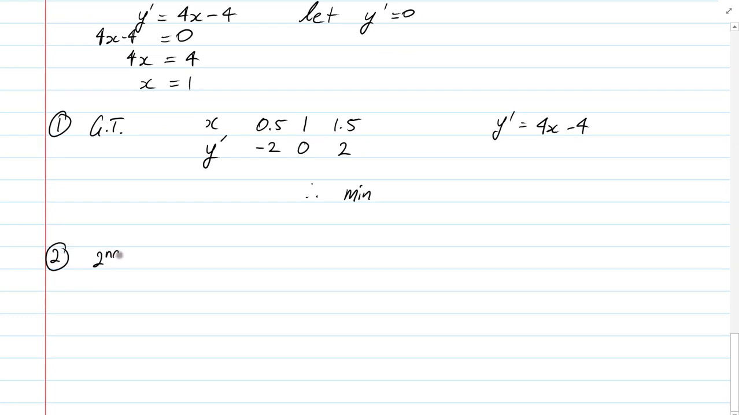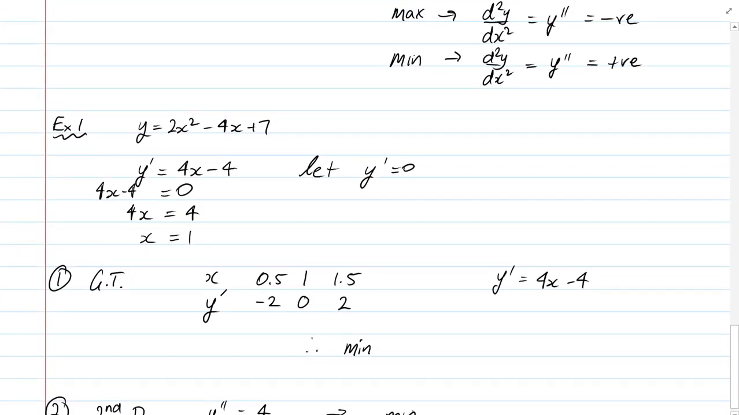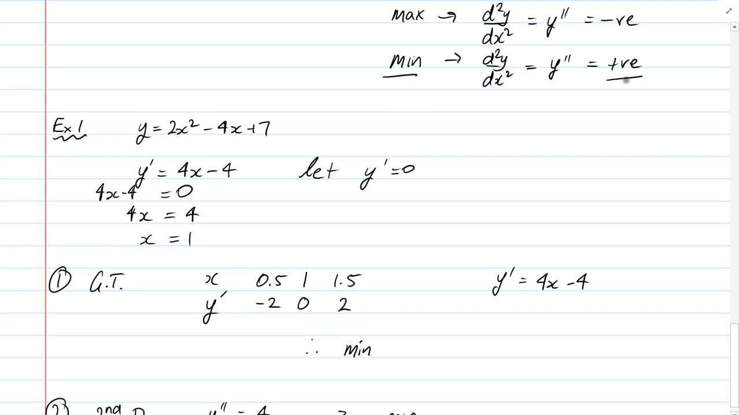So I'll call that the second d. And so my y double dash is equal to 4, because y dash was equal to 4x minus 4. And the second derivative is positive in all cases, which implies that this is a minimum. Because remember, if we go back to our definitions, a minimum has a positive second derivative.